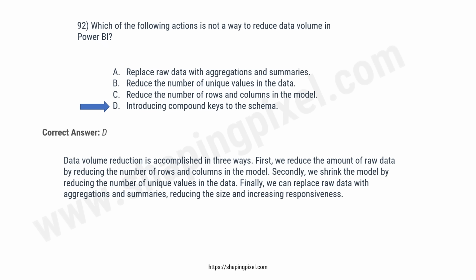Data volume reduction is accomplished in three ways. First, we reduce the amount of raw data by reducing the number of rows and columns in the model. Secondly, we shrink the model by reducing the number of unique values in the data. Finally, we can replace raw data with aggregations and summaries, reducing the size and increasing responsiveness.